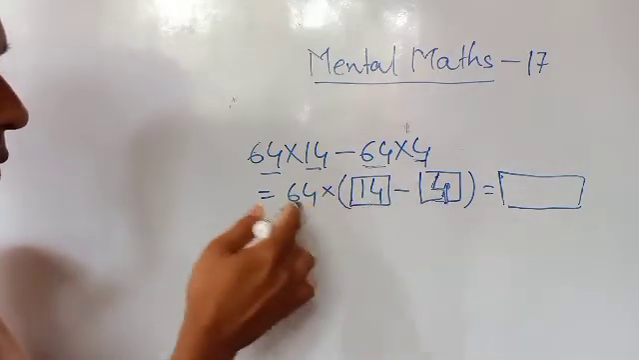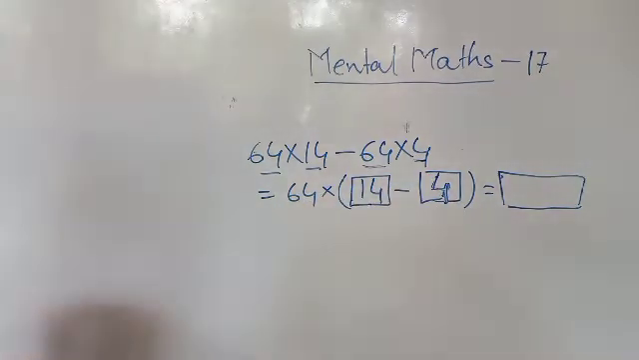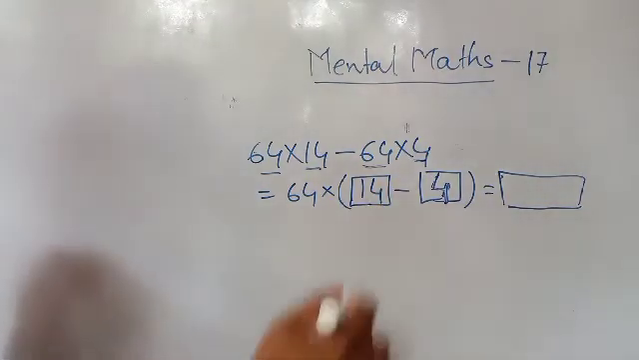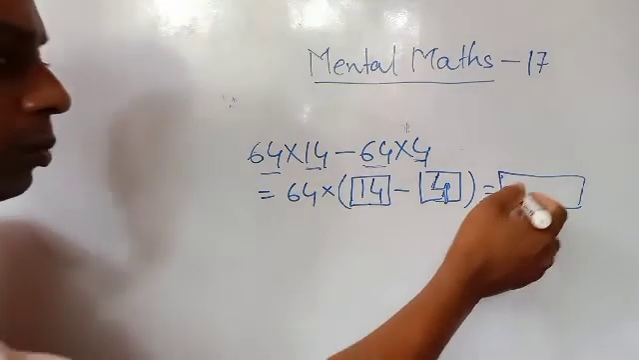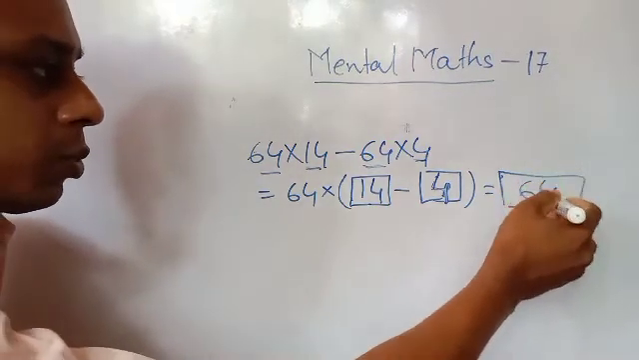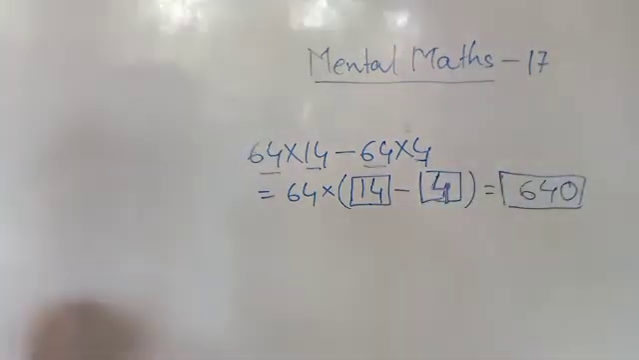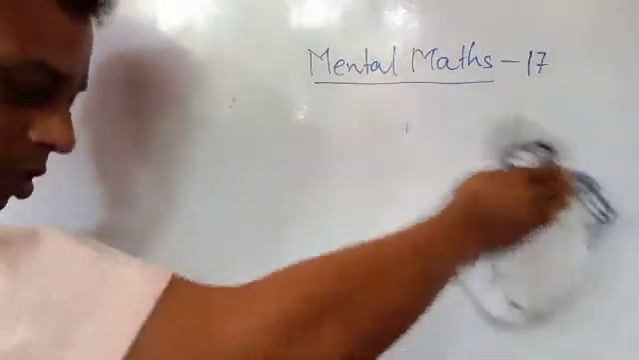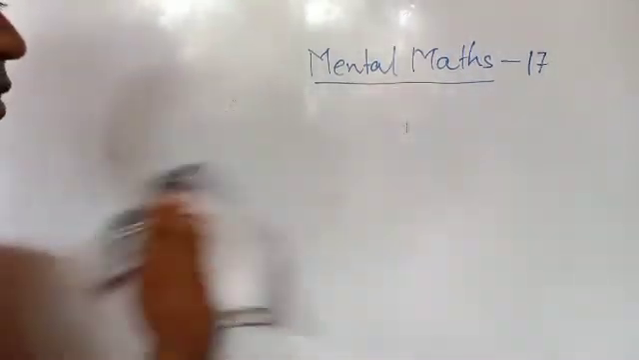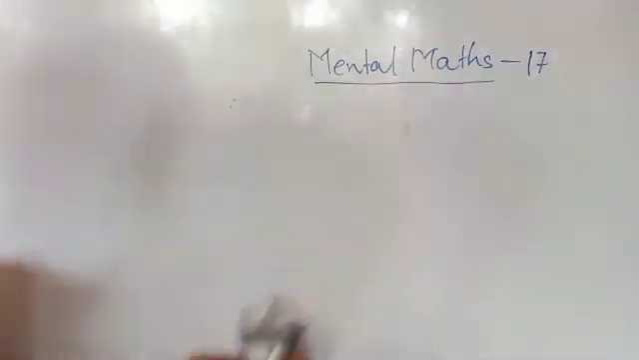So what to do? 64, 14 minus 4. So ultimately 64 will be multiplied by 10. 64 into 14 minus 4 means 10. So 64 into 10 means 640. Okay. 64 into 10 means 640. So this way you have to find out the answer of this type of sums.